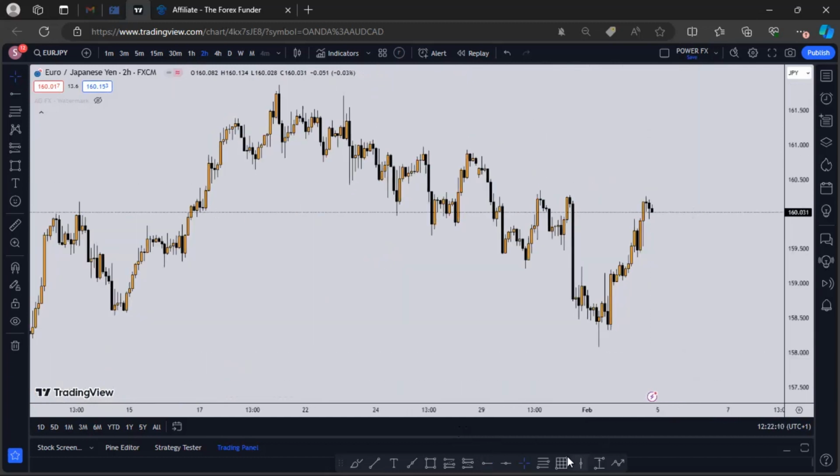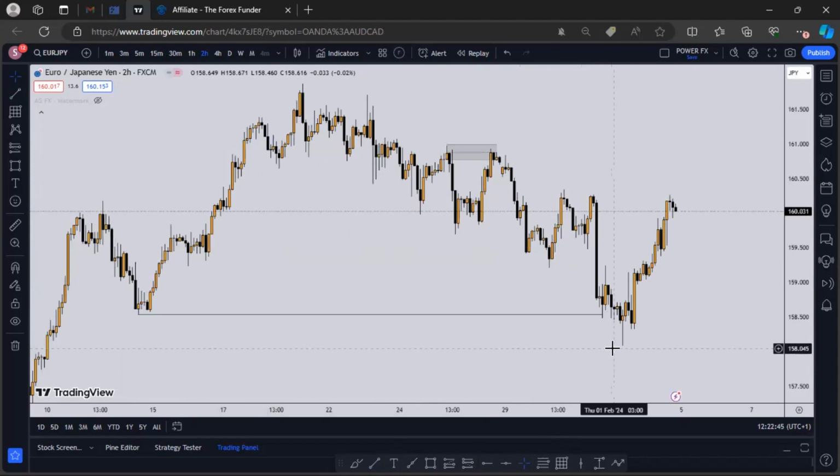So what did we see here? We saw the supply zone being mitigated, the price causing a break of structure. Price went to the upside again, came all the way to the downside. This particular supply zone was what caused the overall break of structure, the overall push all the way to the downside.